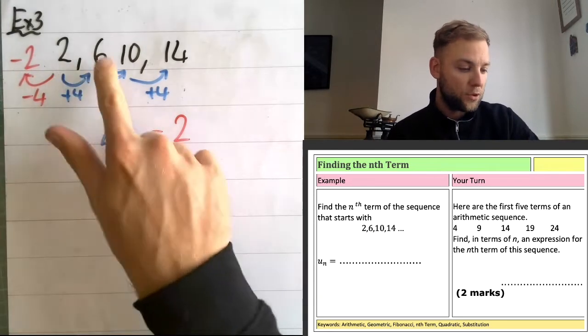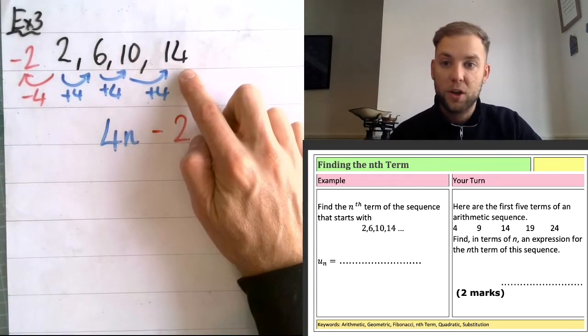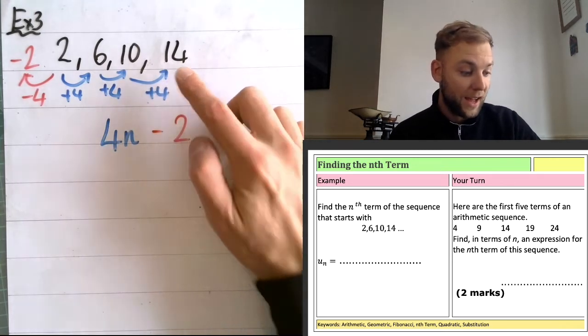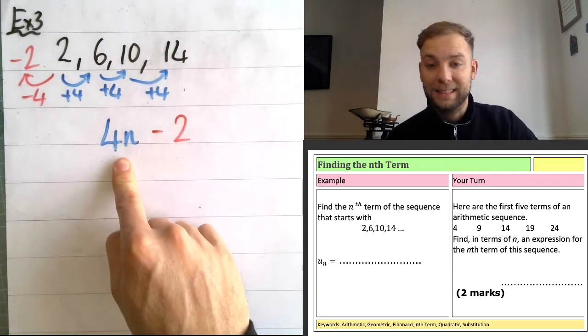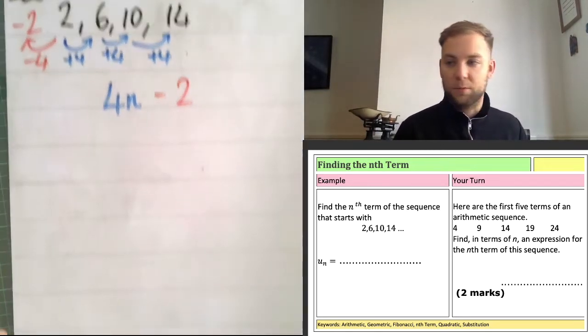So if I wanted my 1, 2, 3, 4, 5th term, I'd sub in 5. If I wanted my 4th term, I'd sub in 4. Let's just check that. 4 times 4 is 16. Take away 2 is 14. So brilliant. So let's have a look at this next one, example 3.